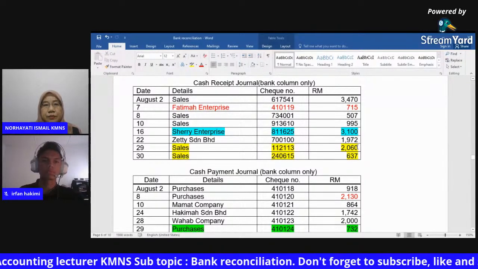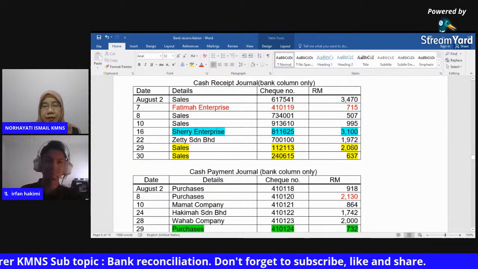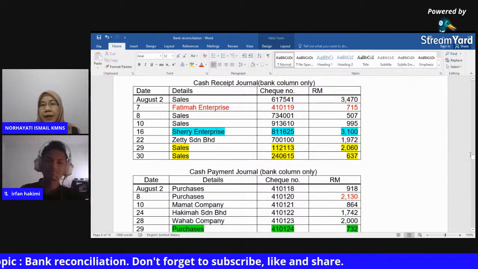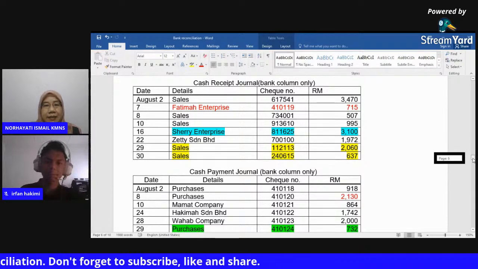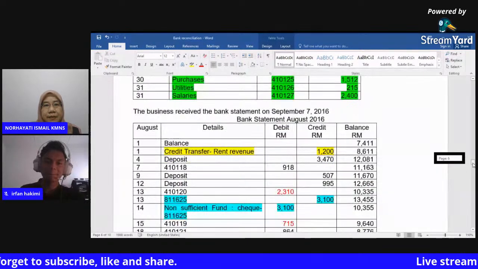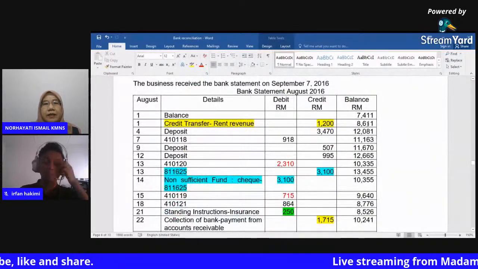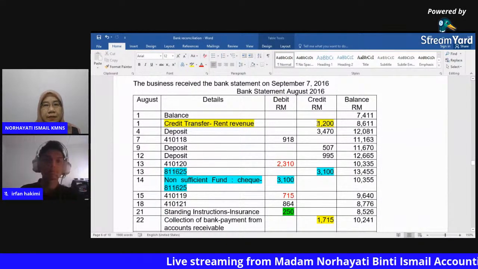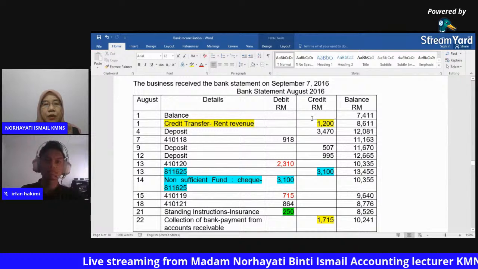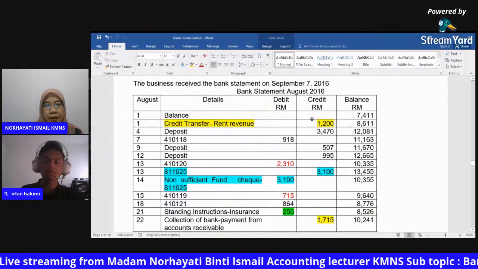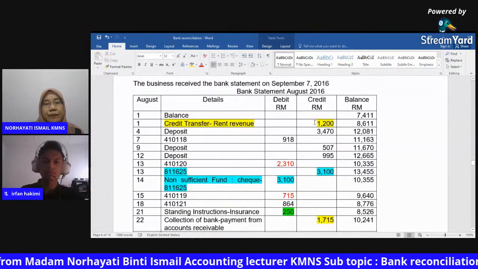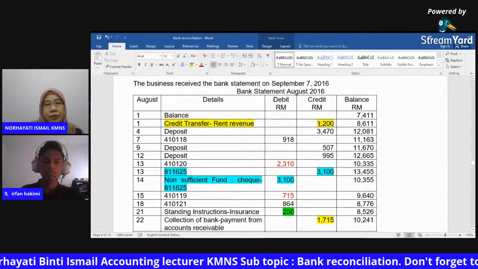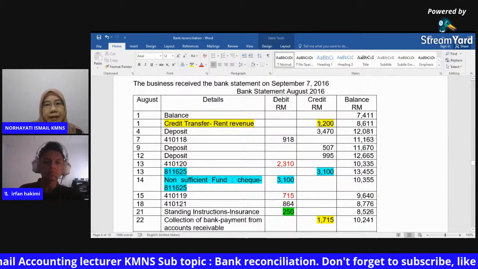Okay, number two. This one is number one. So we compare the credit item in the bank statement, the yellow color. Okay, this one is the yellow color. It means that we have recorded in the bank statement but not recorded in the cash book. So we have to make an adjustment. We have to add this amount in the cash book. Okay, that one is the second step.